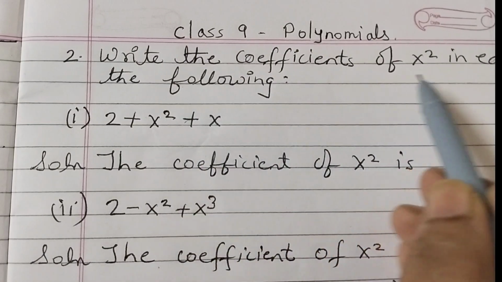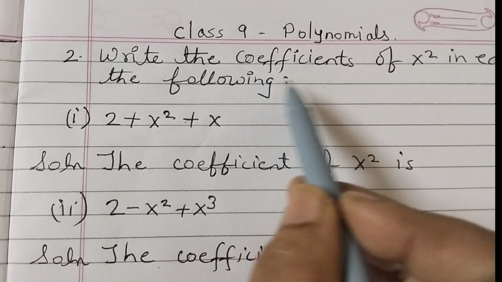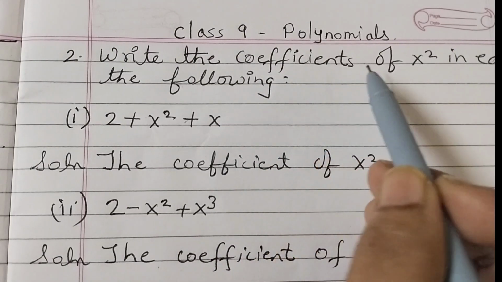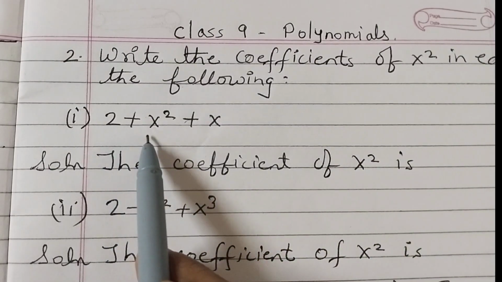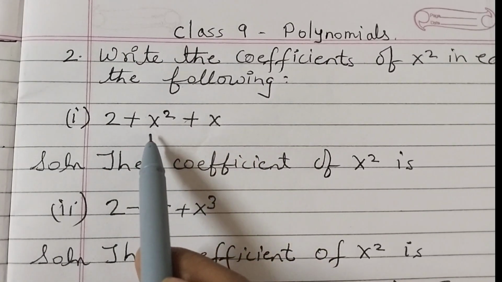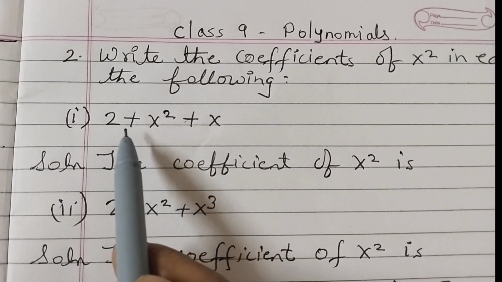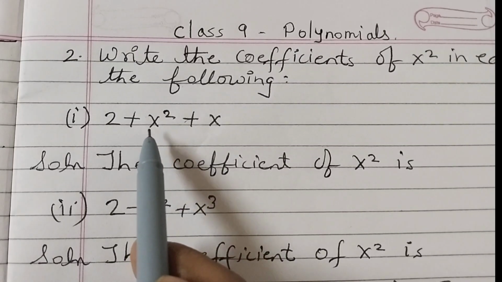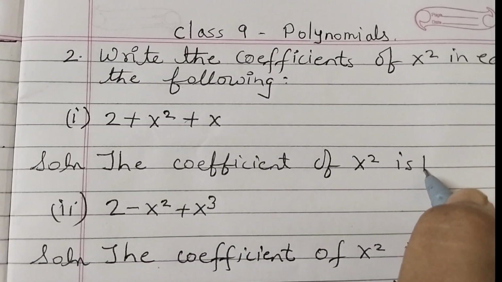Write the coefficients of x squared in each of the following. Coefficient means the numerical factor, the number which is with x squared. So for the first one, 2 plus x squared plus x. There are three terms and we are interested in this term, x squared. So before x squared, if you see, there are no numbers. It's just plus x squared. So when you have no number, that means it's considered 1. So the coefficient of x squared is 1.